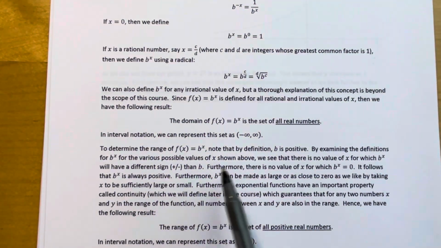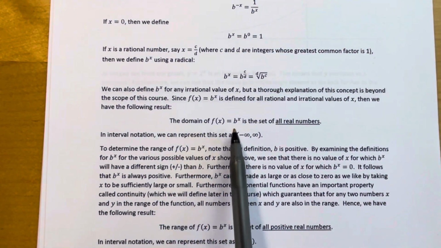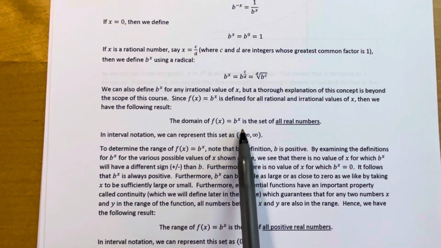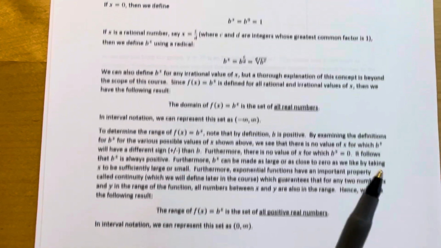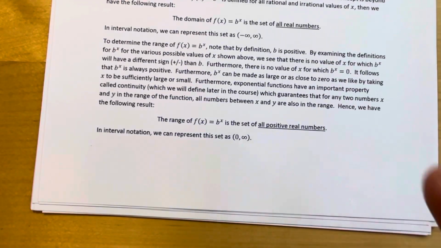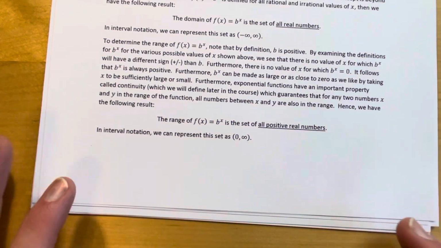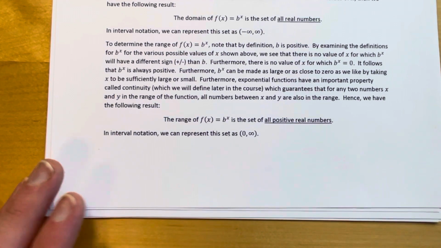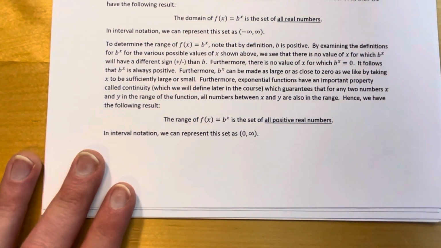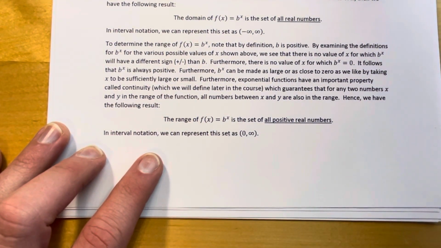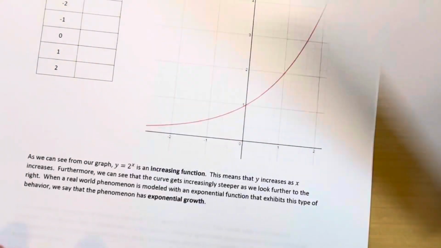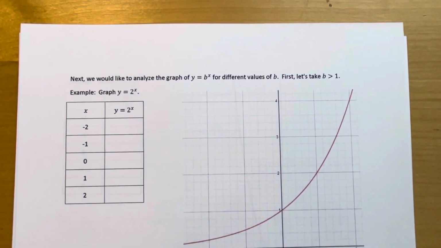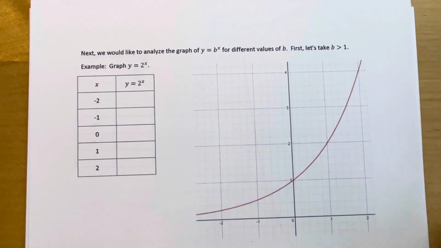And what that means is that the range of this exponential function is the set of all positive real numbers, not just real numbers. In interval notation, we'd write that this way, the interval from 0 to infinity. Okay, so this is way, way back in your math education that you learn about all of that stuff.